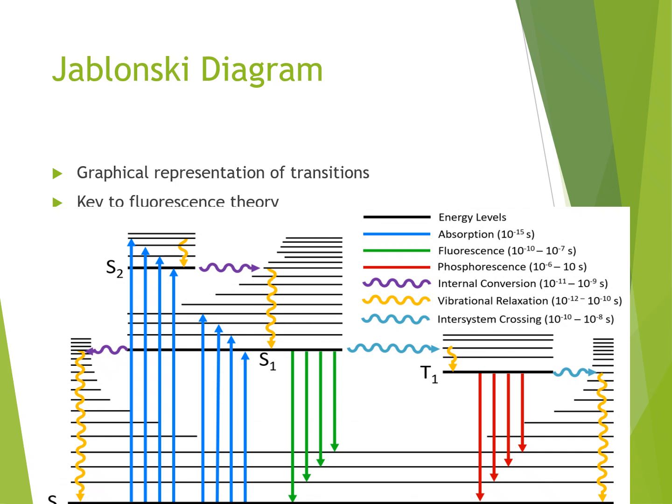This diagram is central to understanding the fluorescence theory. As we can see, S shows the singlet system and T shows the triplet system. When energy is absorbed, electrons go from lower to higher energy levels. As we can see, it goes to the higher energy level like this one, and these are some features which take place. These black lines show the energy levels.